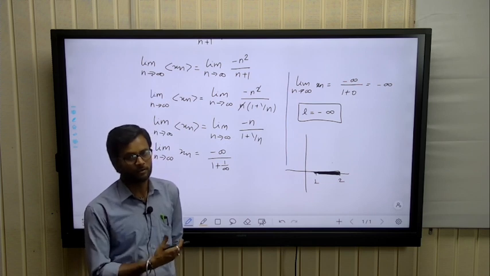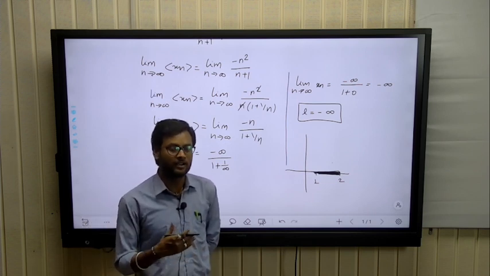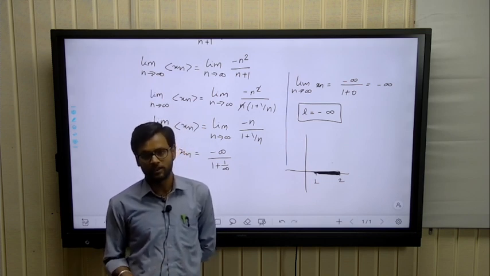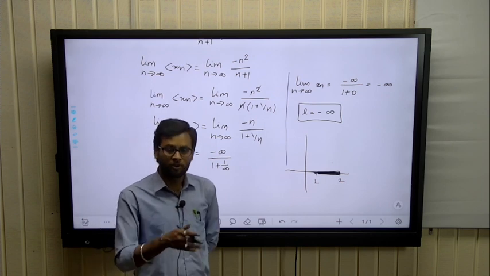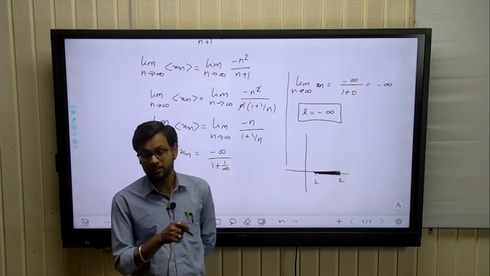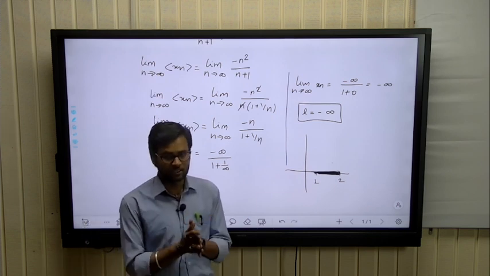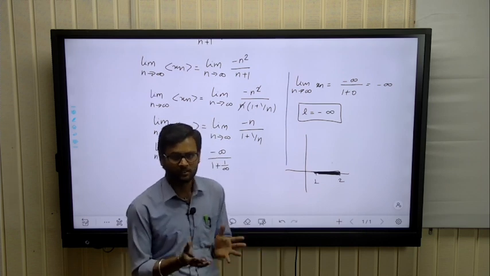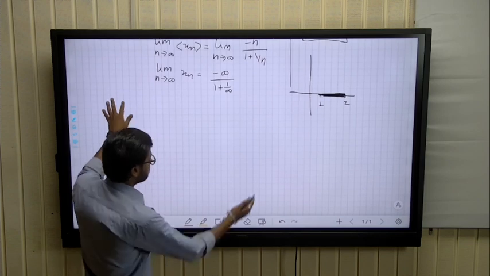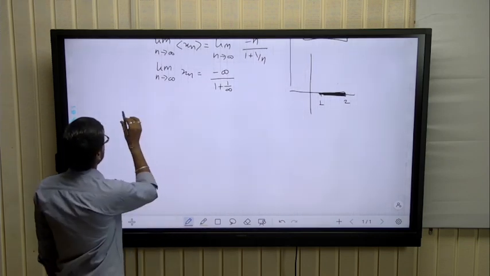So I give an example of an oscillatory sequence. I again repeat the definition and the method to find an oscillatory sequence: if the sequence terms oscillate between two numbers, then we say that the sequence is an oscillatory sequence. Otherwise it is convergent or divergent. This is the general method of finding an oscillatory sequence. Okay, I give the example of an oscillatory sequence.